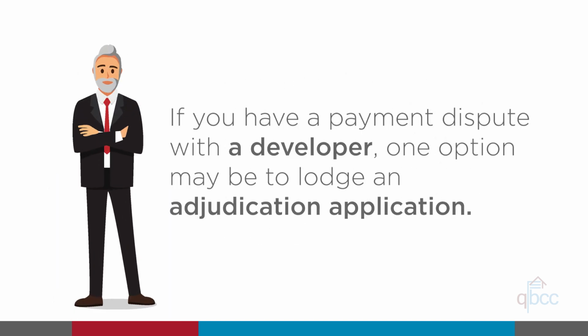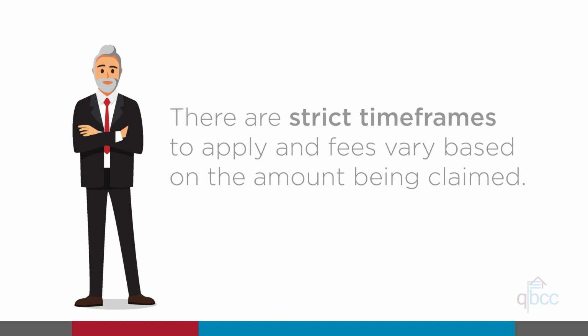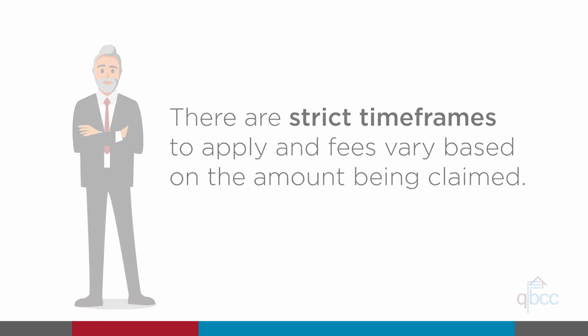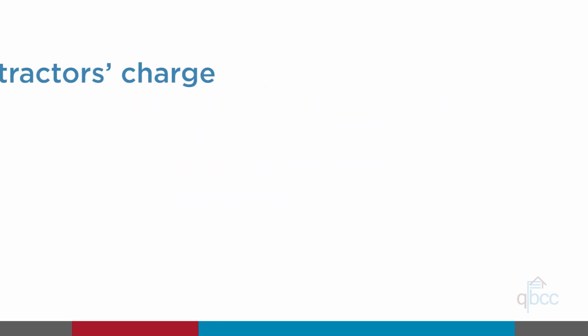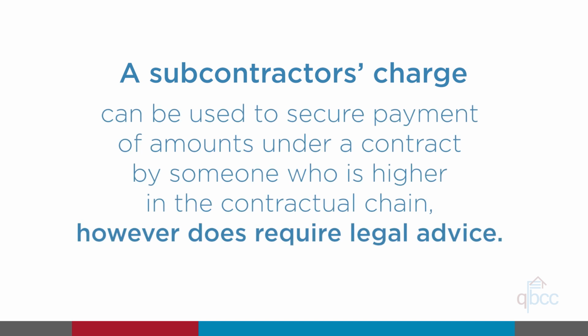If you have a payment dispute with a developer, one option may be to lodge an adjudication application. There are strict timeframes to apply, and fees vary based on the amount being claimed. If an adjudication amount remains unpaid, you may be able to register a charge over the property where the work took place. A subcontractor's charge can be used to secure payment of amounts under a contract by someone who is higher in the contractual chain. However, it does require legal advice.